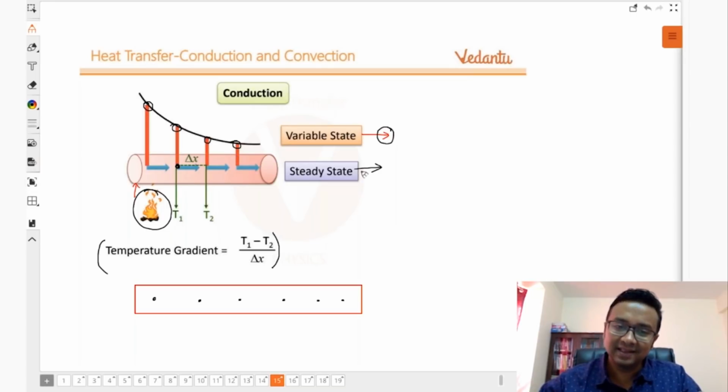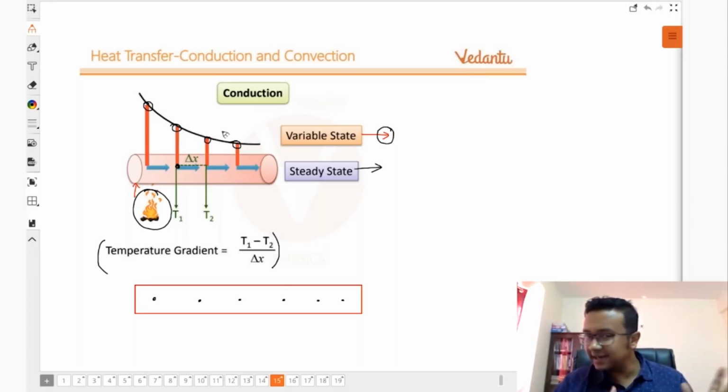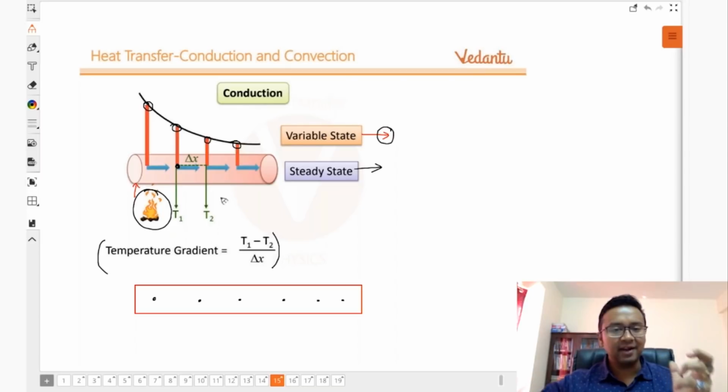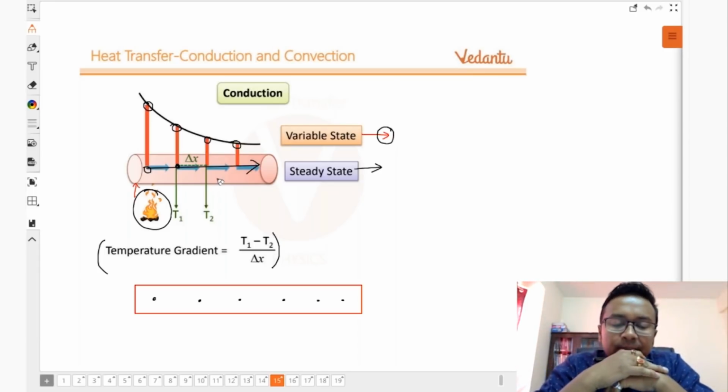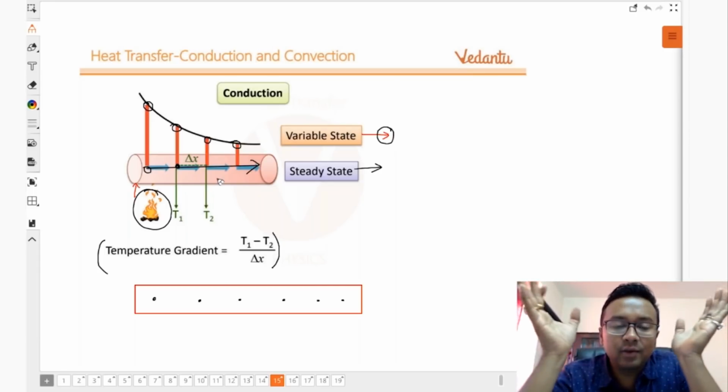Now, once the steady state has been reached, every cross section has reached its maximum temperature. Students, whatever heat current is coming out from here, all of it moves in the forward direction. So this is what we have out here. Is the point clear to everyone?